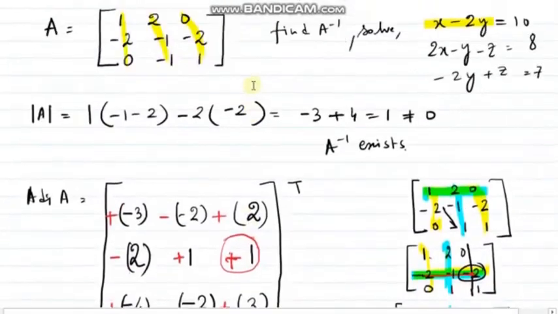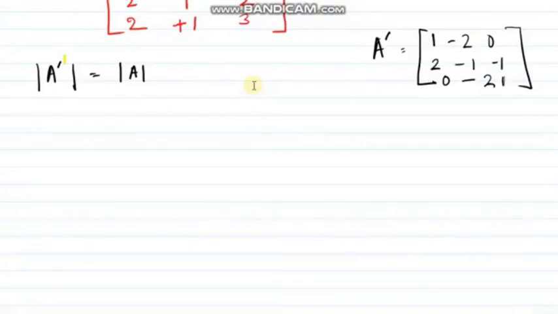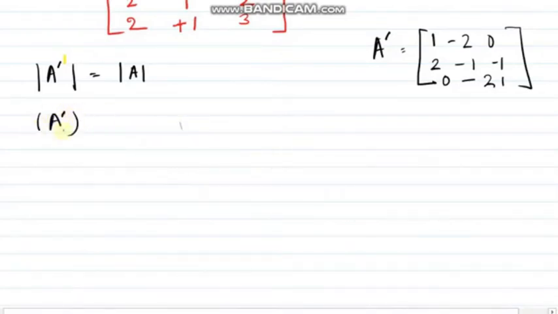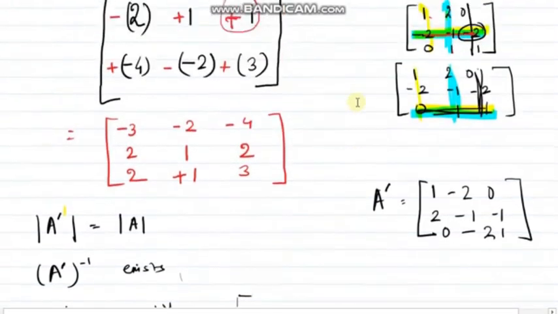So it will be 0 minus 1 1. Yes, I have checked it. So now determinant of transpose and determinant of the original matrices, they are the same thing. Already I have discussed this part many times. For that you can just check also. So we can write that for this sum A transpose inverse exists. Now this transpose and inverse operation is commutable, so we can write A transpose inverse as A inverse transpose.